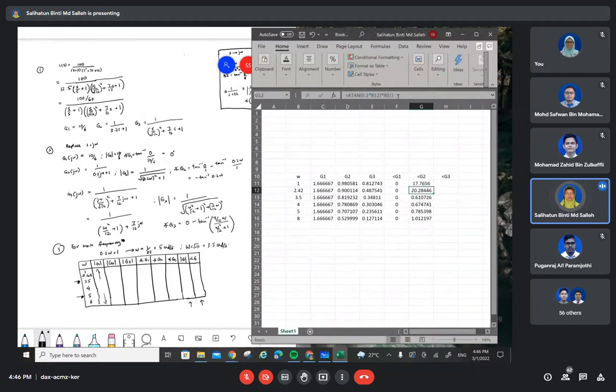Can someone use calculator for this kind of function? Negative arctangent 0.2 times 1. So arctangent 0.2 written in degree. So what is the value? It should be negative here. Negative 17. Please someone help me to calculate using your calculator. What is the value you get here?